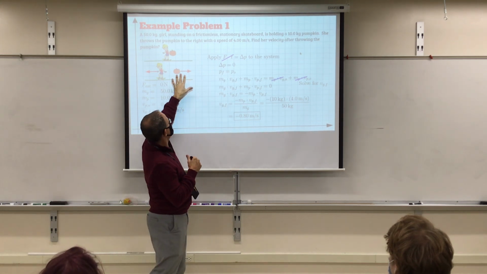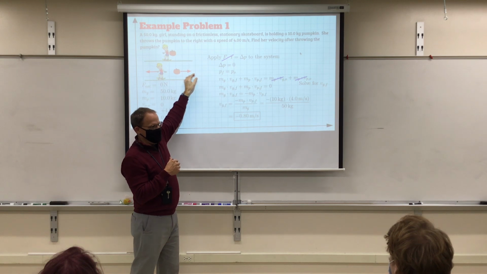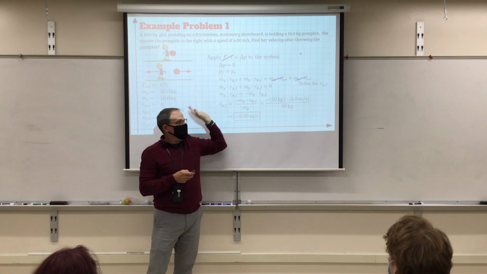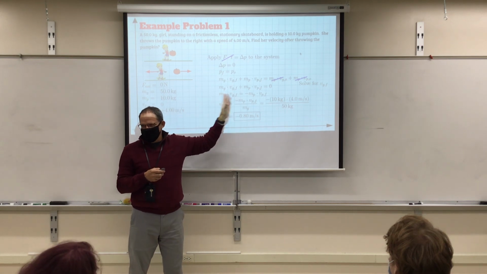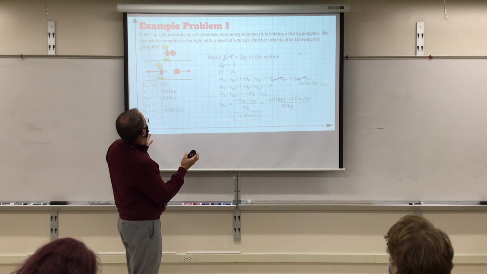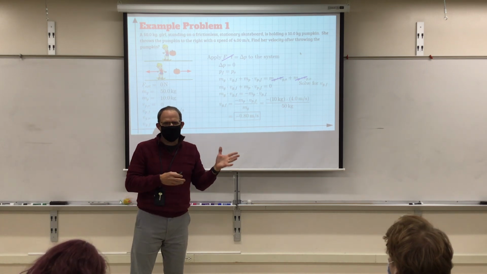I'm sorry, because the pumpkin has a smaller mass, it'll be going faster. The girl has a bigger mass, she'll be going slower. Okay? All right, does that all make sense? I've saved it for you, but if you weren't here today and you just looked at that, you'd be like, holy macaroni, what do we do today in class?